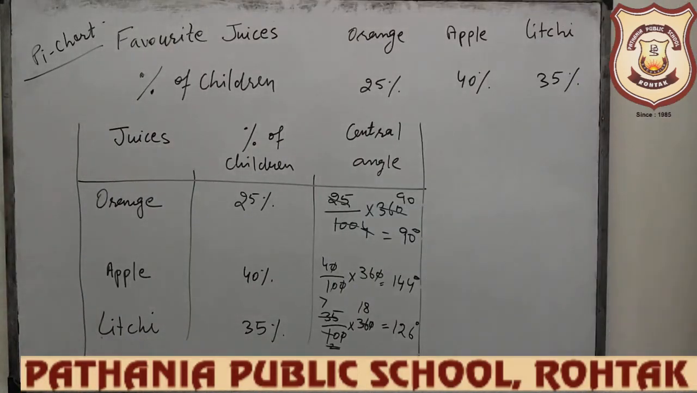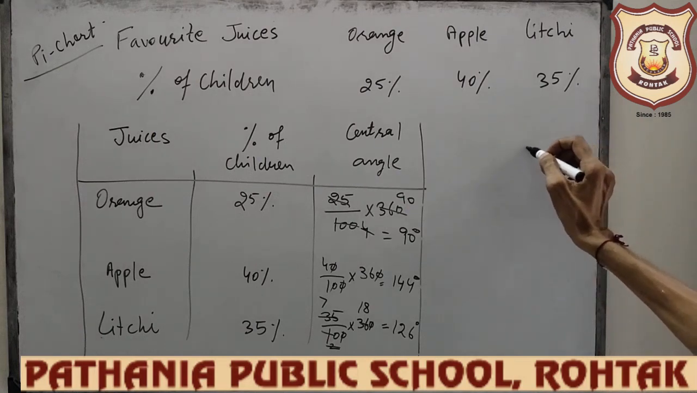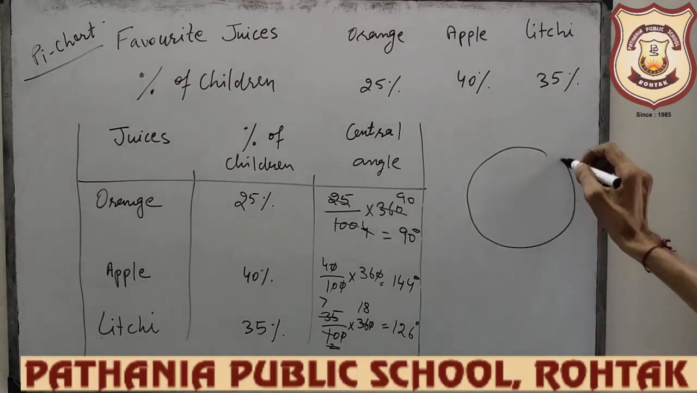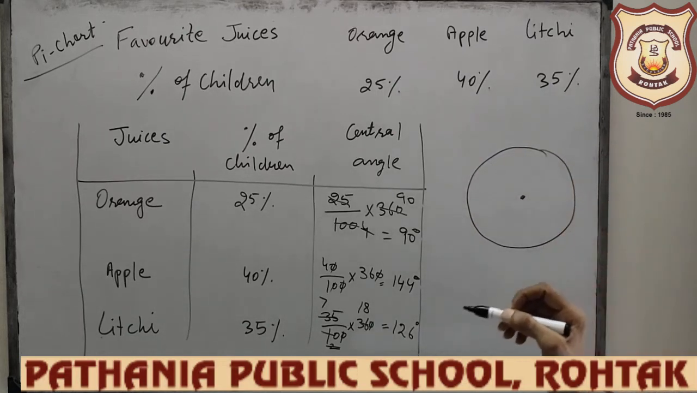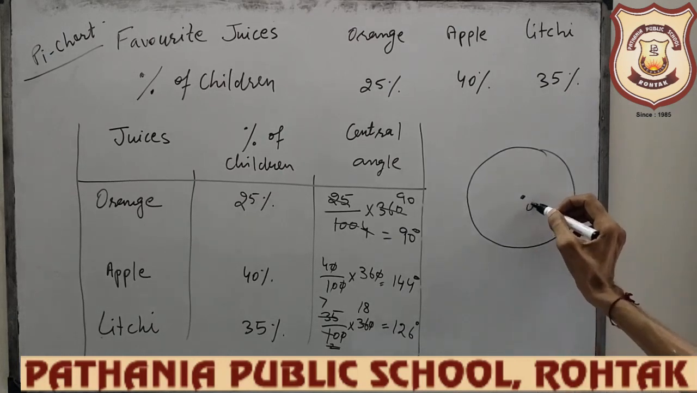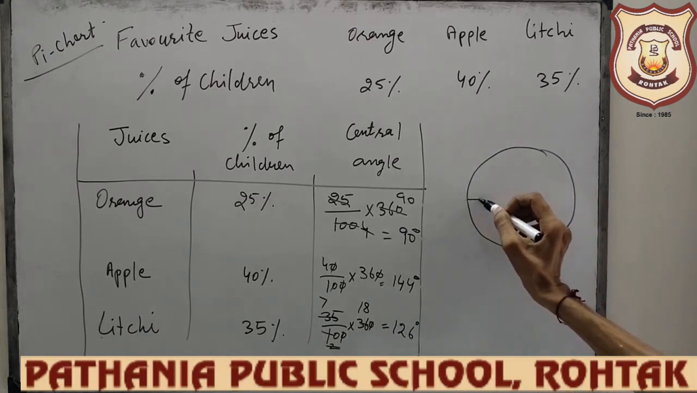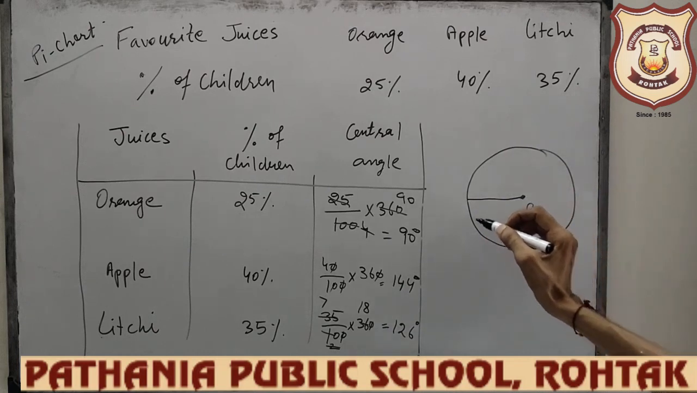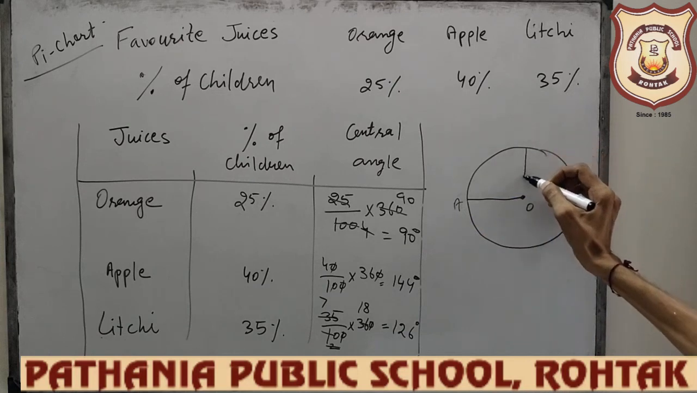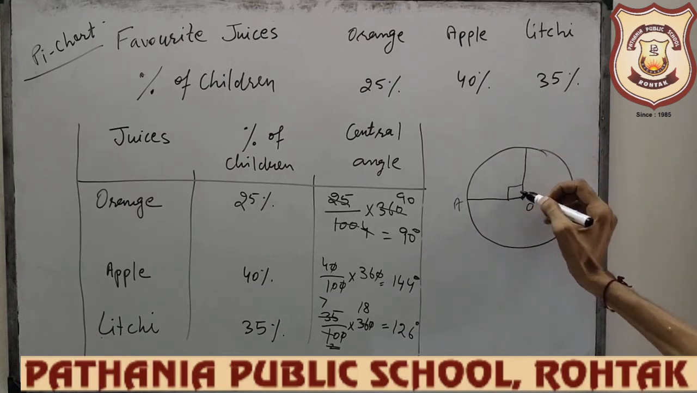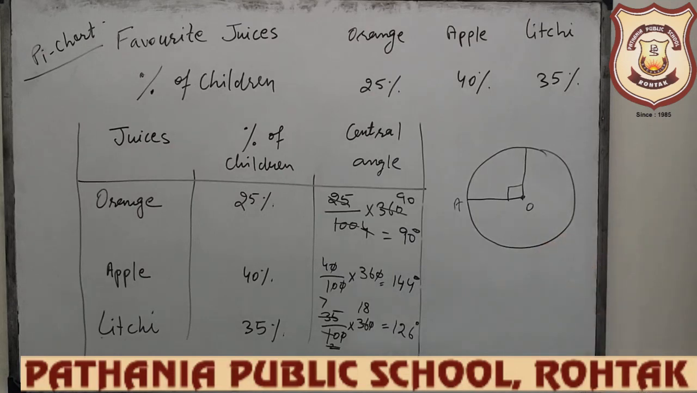And now what you have to do, you draw a circle. You can take any radius and draw a circle. Locate its center also. Let this center be O. Now draw a radius, anywhere you can draw a radius. OA. What is the first angle? 90 degrees. So draw an angle of 90 degrees by using D, the protractor.